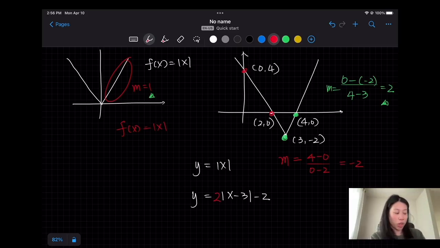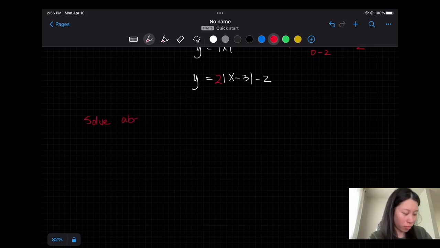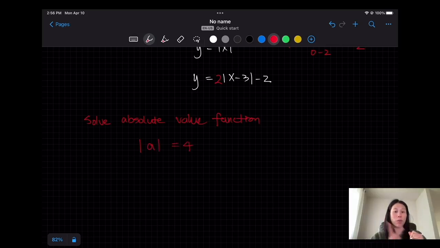Okay, so the next part: how do we solve an absolute value function? Think about that. If I tell you the absolute value of a is equal to 4, then a could have 2 possibilities, right? Either a equals +4 or a equals -4. Correct? When we remove the absolute value sign. So that means this is similar to every polynomial.